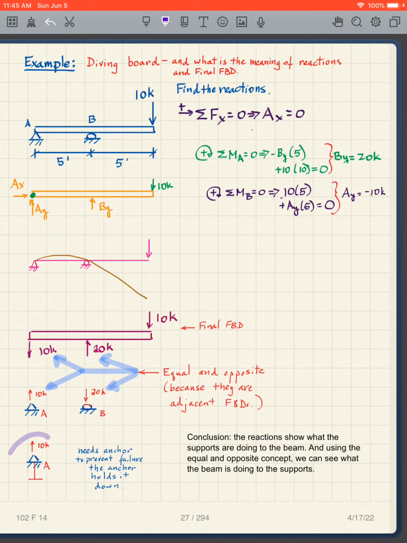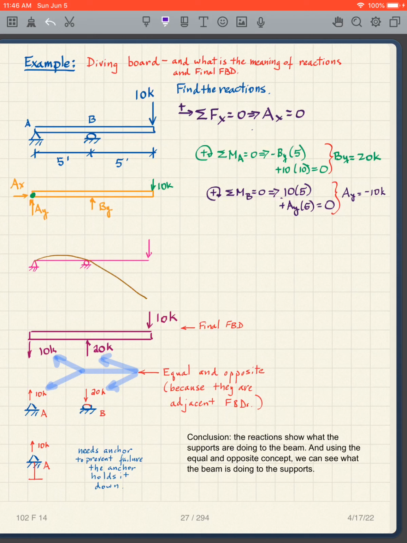Now, just as an aside here, if you're going to design the support for the diving board, what do you have to do? You have to make sure that that support there can resist the 10 kips going up. And what do you need? You may need an anchor in the ground to hold that thing down. So these are the sorts of things that go into the design of structures that you have to think about.